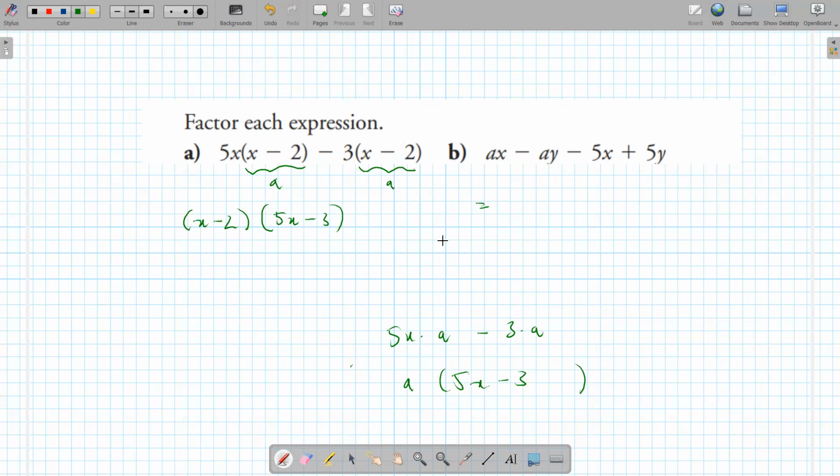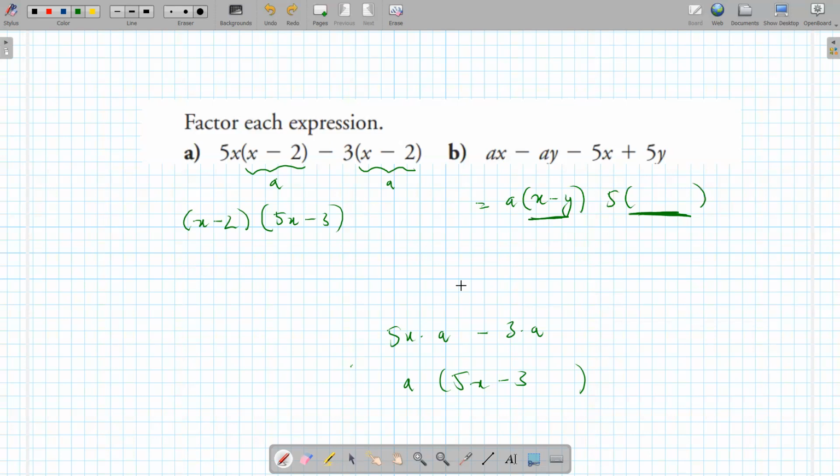What about in B? What can we pull out from the first two terms? A. We can pull out an A. What are we left with? X minus y. Right. What about the next two terms? What can we pull out? 5. Okay, what are we left with? X plus y. So ideally what you want is for this bracket and this bracket to be exactly the same, so you can pull them out like we did in the first question.